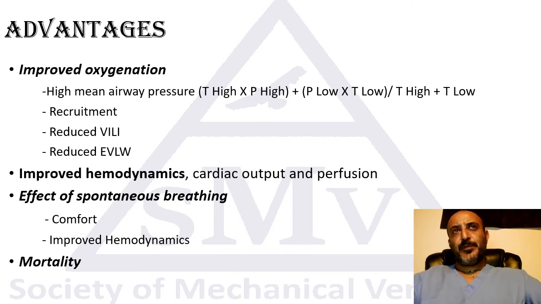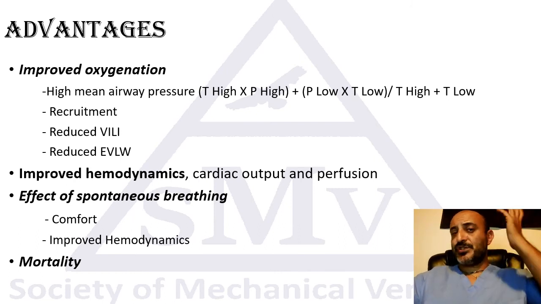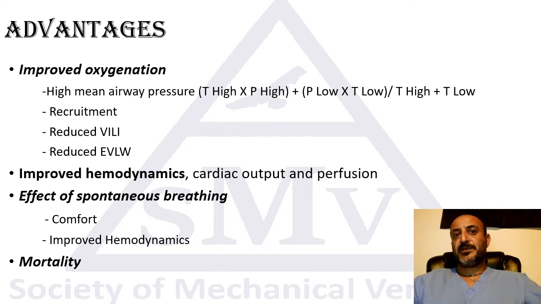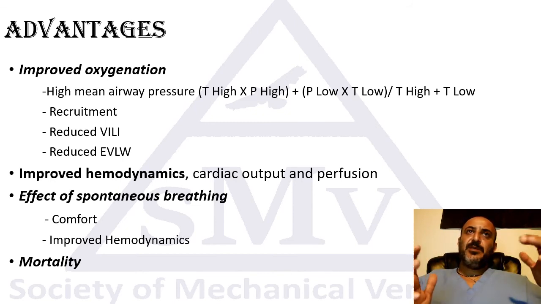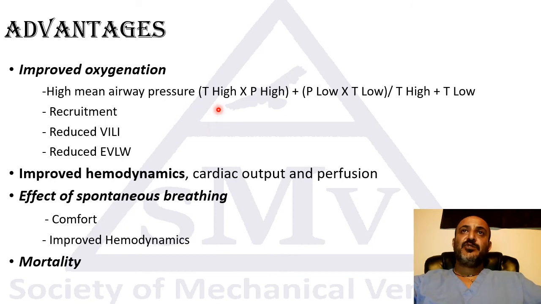The advantages of APRV are really numerous, and if you look at all the literature, improved oxygenation has been proved over and over, whether in animal studies or human studies. There are multiple reasons and theories. One is the high mean airway pressure that you get with APRV, which is really hard to get with conventional ventilatory modes. As you can see in this slide, that's how you calculate the mean airway pressure: the T high times the P high, plus the P low times the T low, over the T high and the T low.